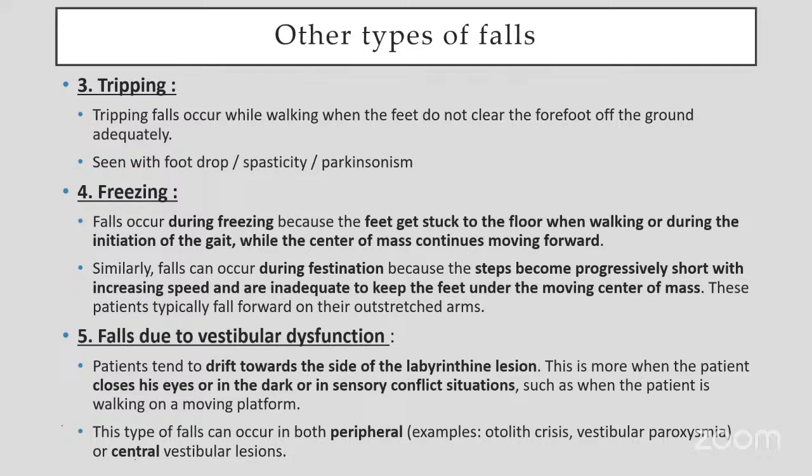In falls due to vestibular dysfunction, the patient tends to drift to the side of the labyrinthine lesion. This is more when the patient closes his eyes, in the dark, or in sensory conflict situations, such as when the patient is walking on a moving platform, such as a treadmill, escalator, or stairs. These types of falls occur in both peripheral and central vestibular lesions.